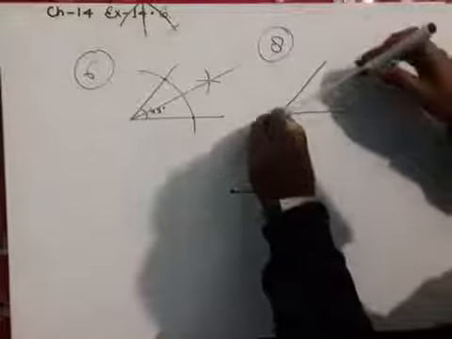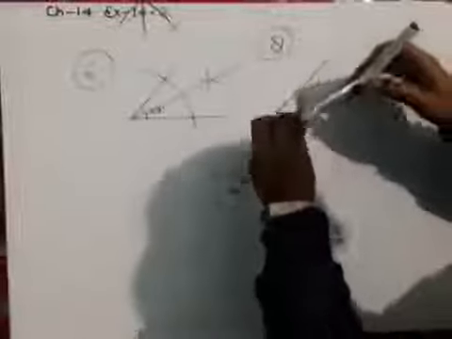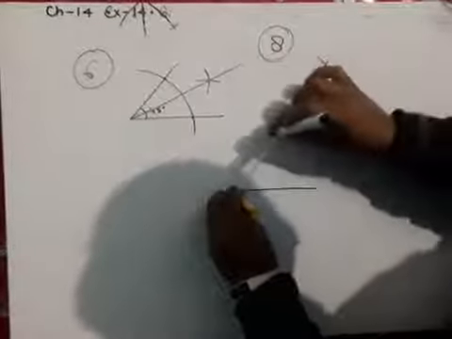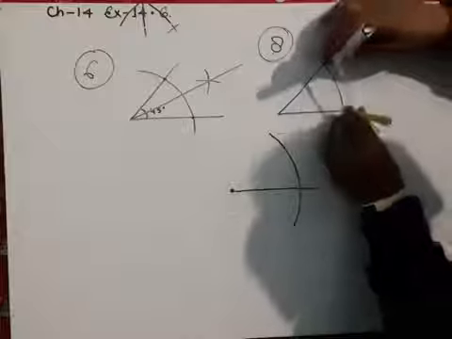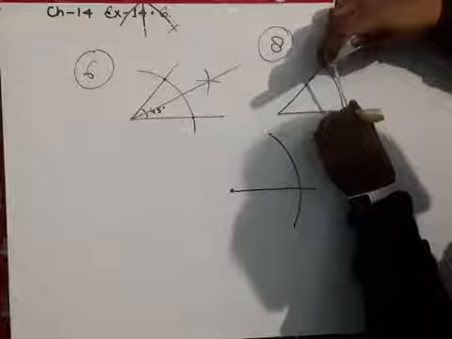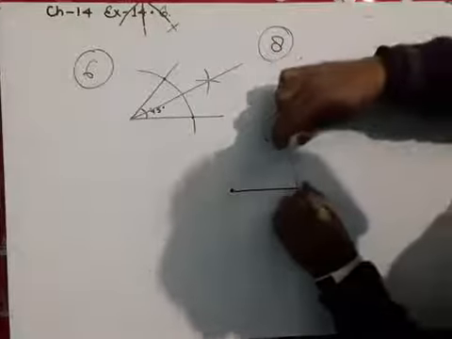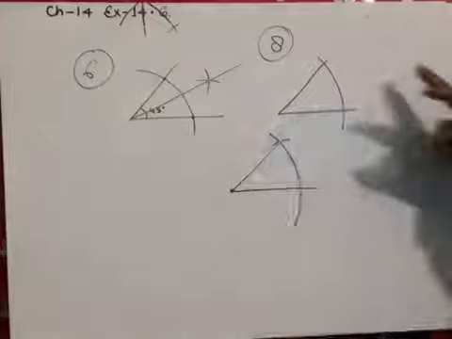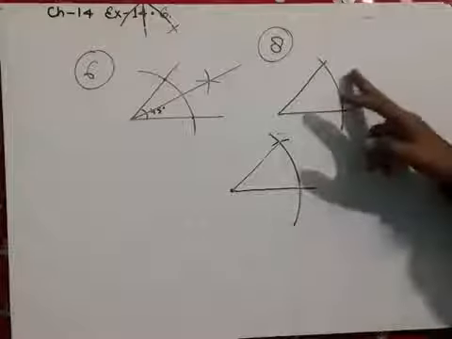Now what you have to do? You have to take one arc here. By the same distance you have to make one arc here. Now you have to measure the distance between these 2 points. Same distance you have to take here and make one mark. And after marking this, you have to join it. So this will be the copy of this angle.